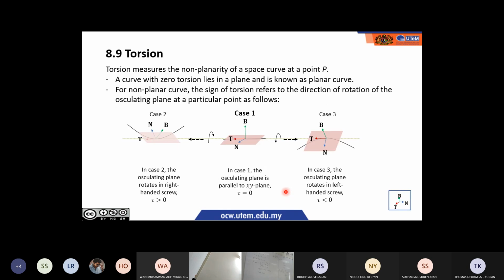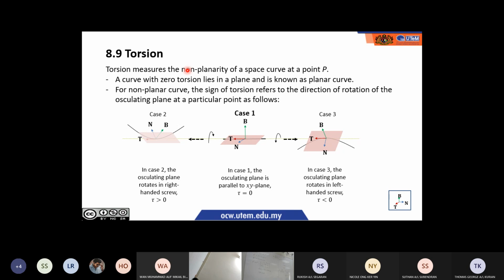So torsion measures the non-planarity. What does curvature measure? Do you still remember? Curvature measures non-linearity, and torsion measures non-planarity. What is the difference between non-linearity and non-planarity? Non-linearity means it is non-linear. Linear means it's a straight line. Non-linear means it is not a straight line.